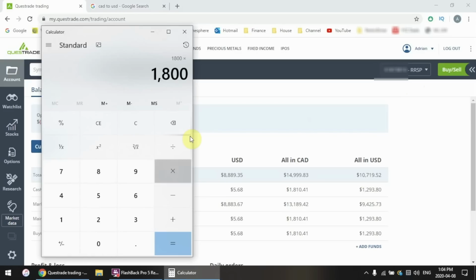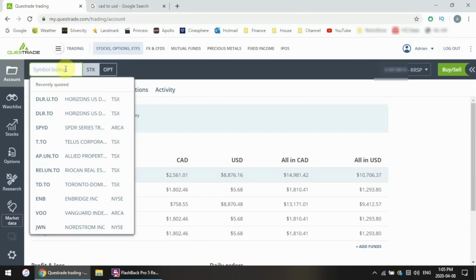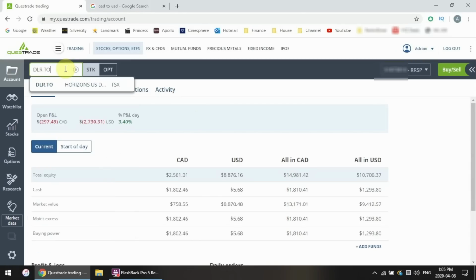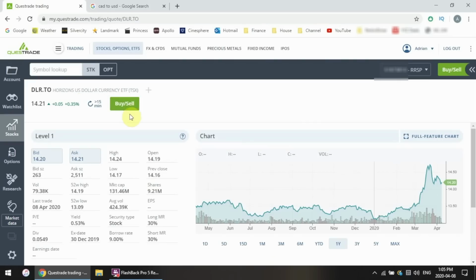So if I'm investing $1,800, a 2% fee will cost me $36, and that's too much. Using Norbert's Gambit, I can avoid this $36 fee, but I'll have to wait 3 to 4 business days. So to do Norbert's Gambit, I'm going to buy the ETF DLR.TO in Canadian dollars.